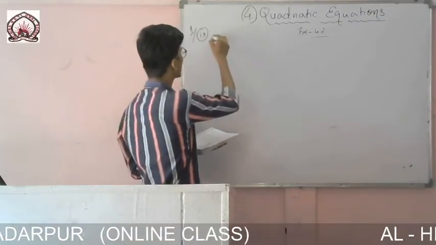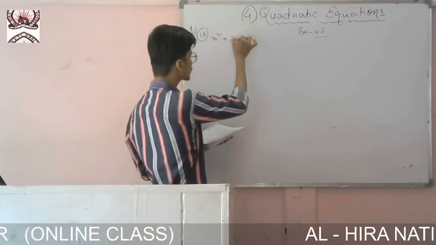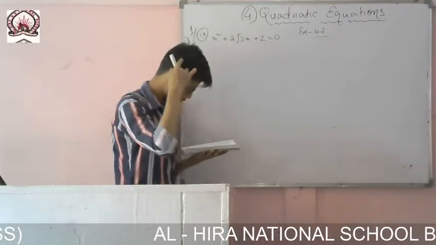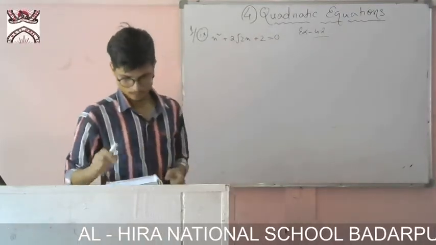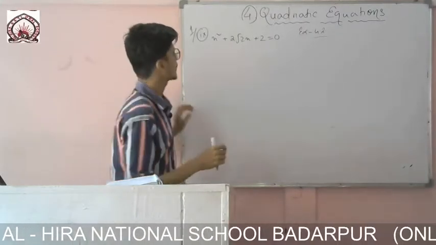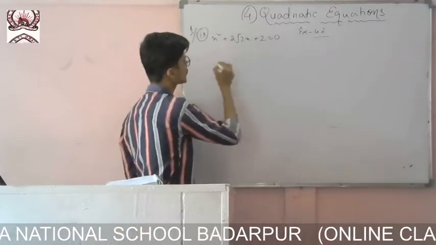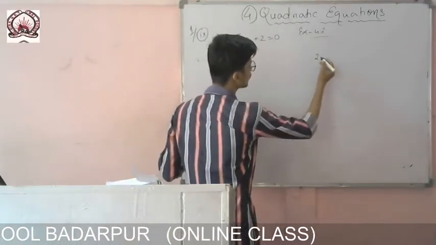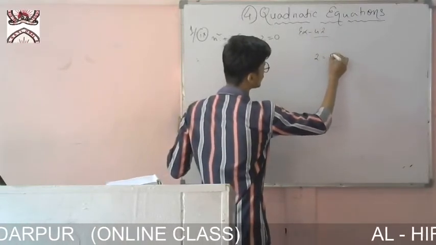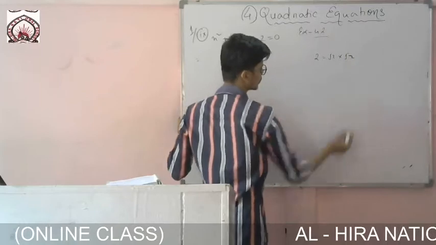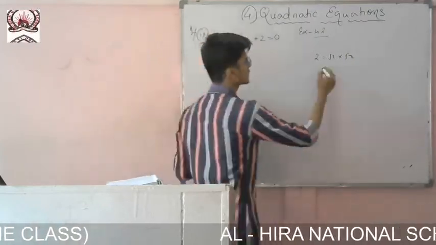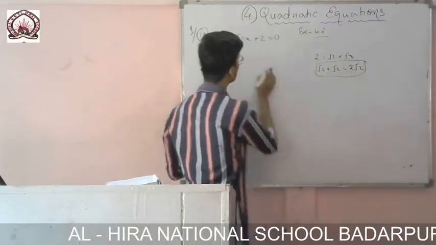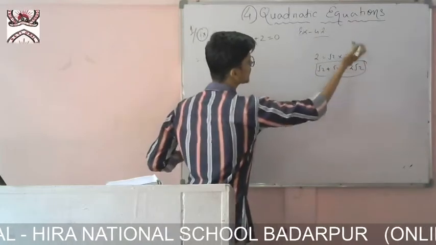Roman number 9, it is given x square plus 2 root 2x plus 2 equals to 0. Okay. So now you see, if I multiply 2 into 1, it is 2. And here I have to get 2 root 2. So 2 I can write as root 2 into root 2. And root 2 plus root 2, it is 2 root 2. So 2 root 2 I am getting here, and root 2 into root 2, again it is coming 2.